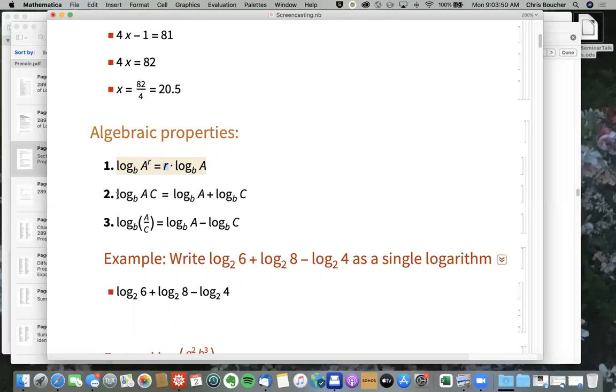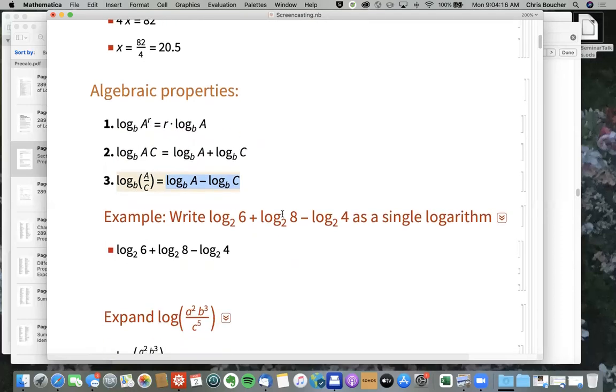Two other properties of logarithms: the log of a product, right? So here I have a product, a times c, is the sum of the logarithms, log of a plus the log of c. And the log of a quotient, a divided by c, is the difference of the logarithms, log of a minus log of c. These second two properties come from properties of exponentials that you hopefully learned in algebra. All right, so let's apply these a little bit.